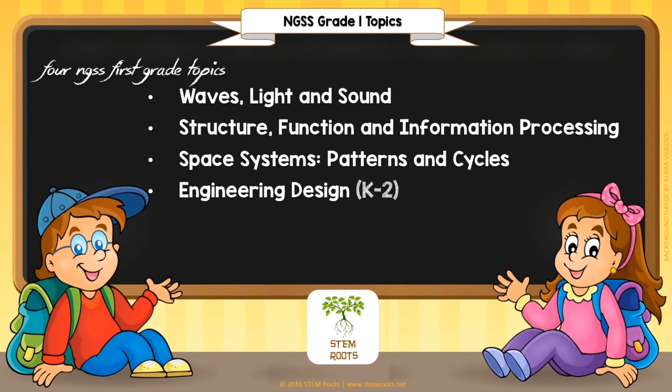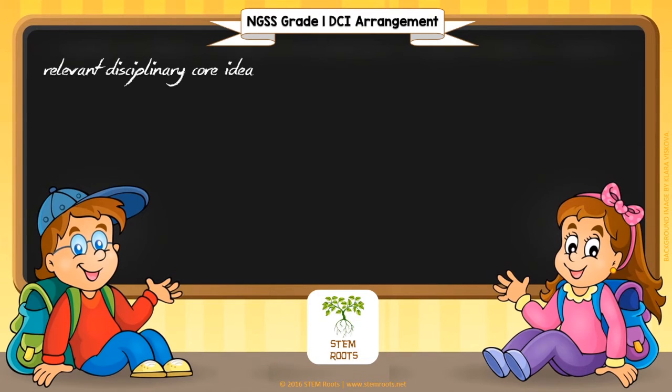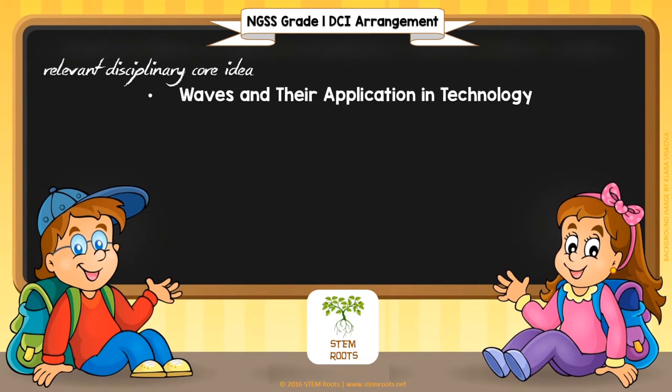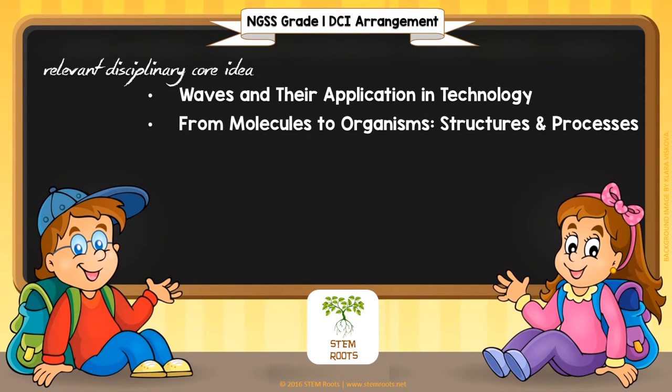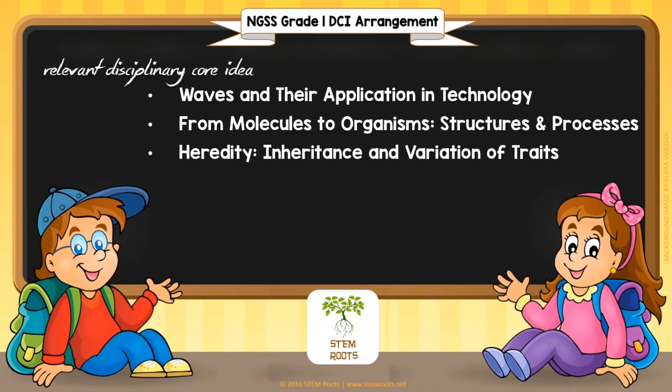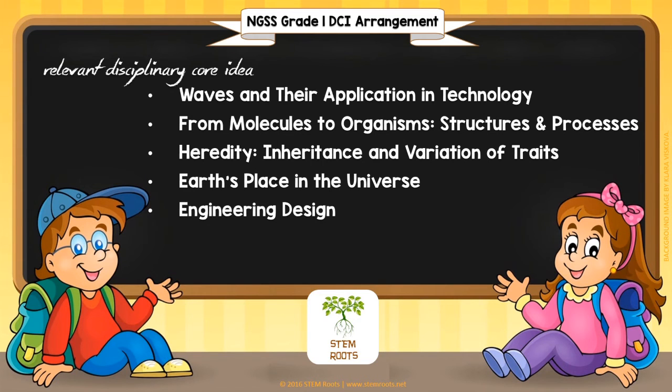The NGSS Grade 1 standards can also be aligned by disciplinary core idea. The 5 DCIs are waves and their application in technology; from molecules to organisms: structures and processes; heredity: inheritance and variation of traits; Earth's place in the universe; and engineering design.